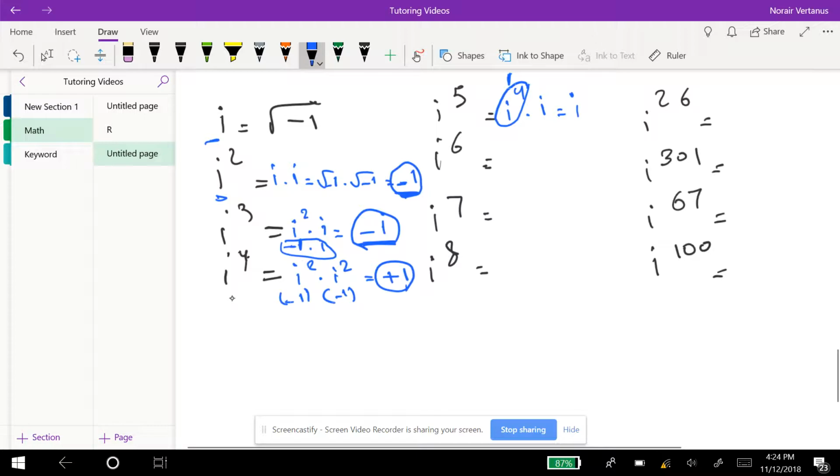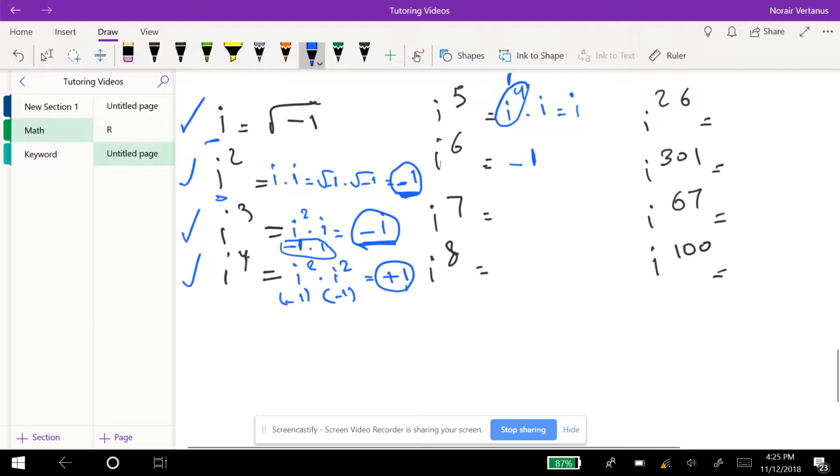So i to the sixth is what? Next one is -1. See? It's repeating. This pattern is repeating. i, then i to the 6 is i squared, i to the 7 is i to the third, which is -i, and i to the 8 is the same as i to the fourth, which is +1.